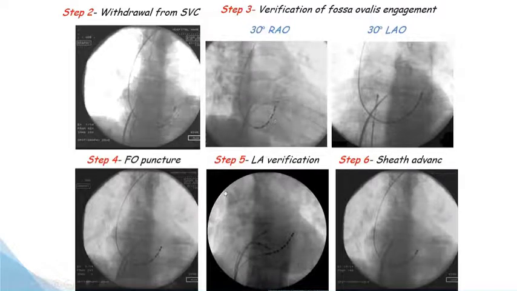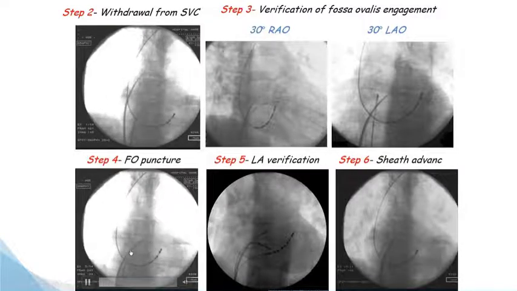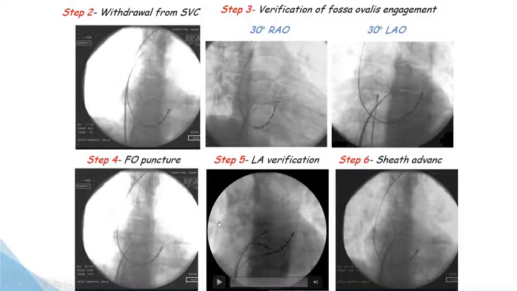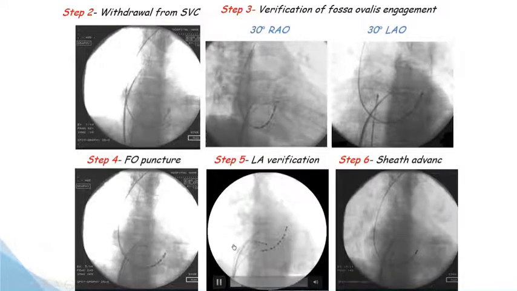Then, if the verification has gone well, we go ahead and we puncture, we protrude the needle, then we apply a gentle pressure to the whole assembly, and we perforate the fossa ovalis very gently. And then we check here with dye injection.